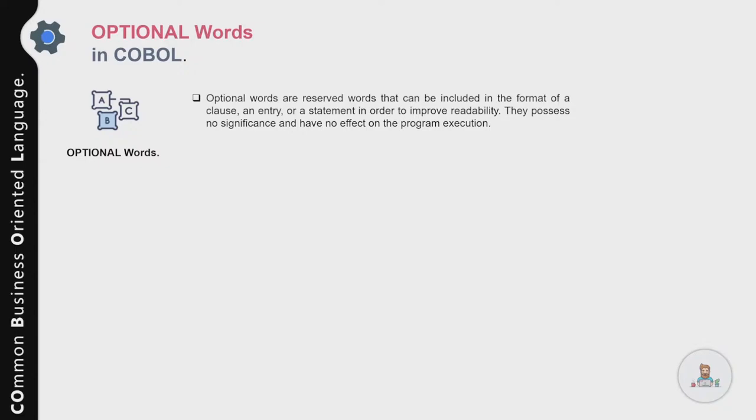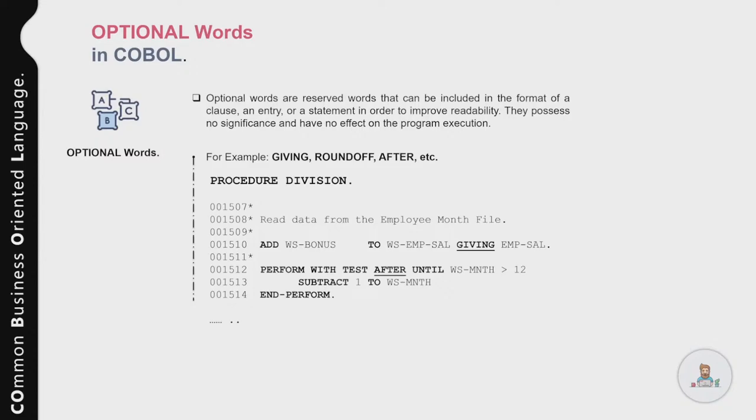So by definition, optional words are reserved words that can be included in the format of a clause, entry, or a statement in order to improve the readability of the code. They have no effect on the execution of the program. And a quick example of optional words are giving, rounded, after, and there are many more, right?